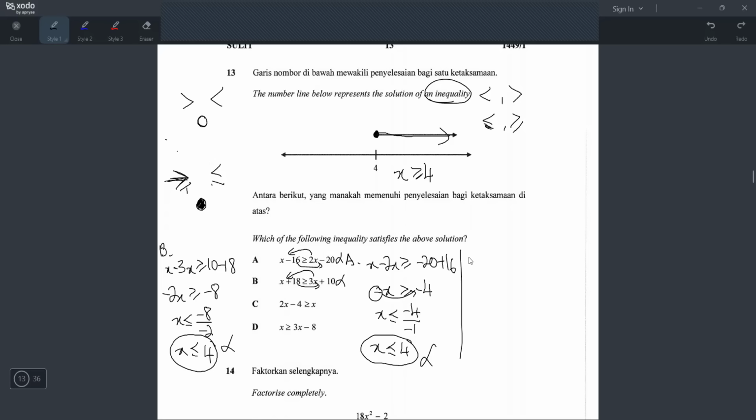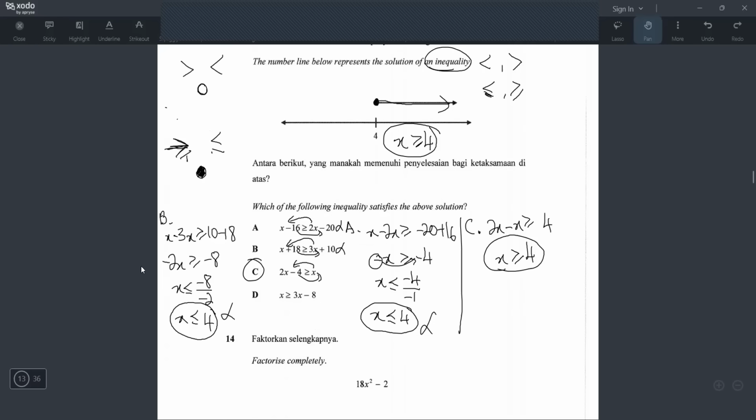So let's try with C. Okay, C is 2x minus 4 ≥ x. So the x, I can move it here, become minus. And then the negative 4, I move it to the other side, become 4. And then the symbol, we have to follow, which is bigger or equal. So what I do now is I can take 2x minus 1x. 2 minus 1 is 1. So you are just left with 1x, and then ≥ 4. So this one is exactly the same as what I wrote here. So C is definitely the answer. Okay. So yeah, that's all.